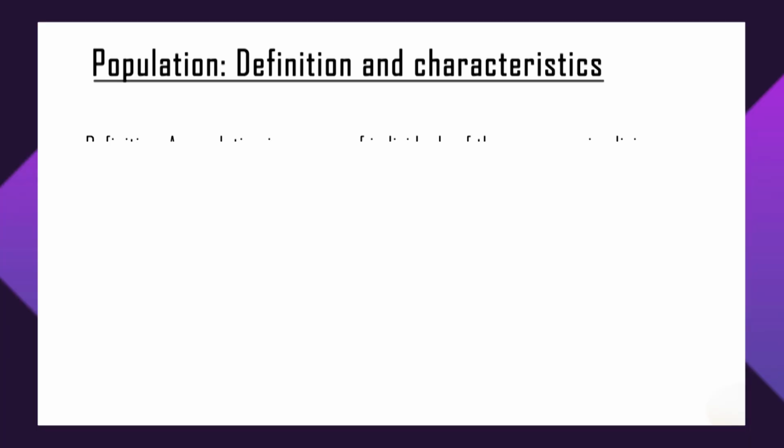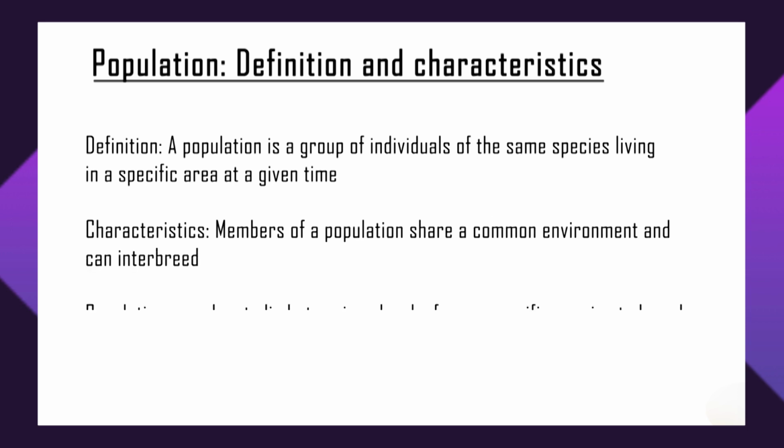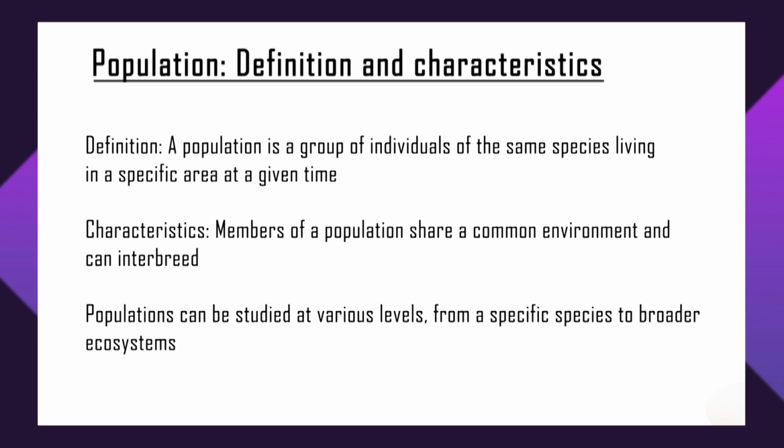So the first one is, what is a population and what are its characteristics? A population is a group of individuals of the same species living in a specific area at a given time. The members of a population share a common environment and can interbreed. A population can be studied at various levels, from species to the broader ecosystem.